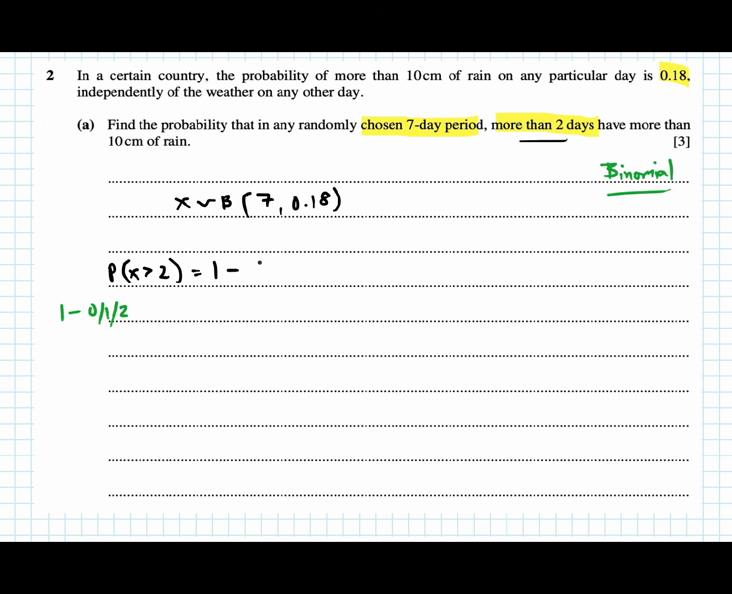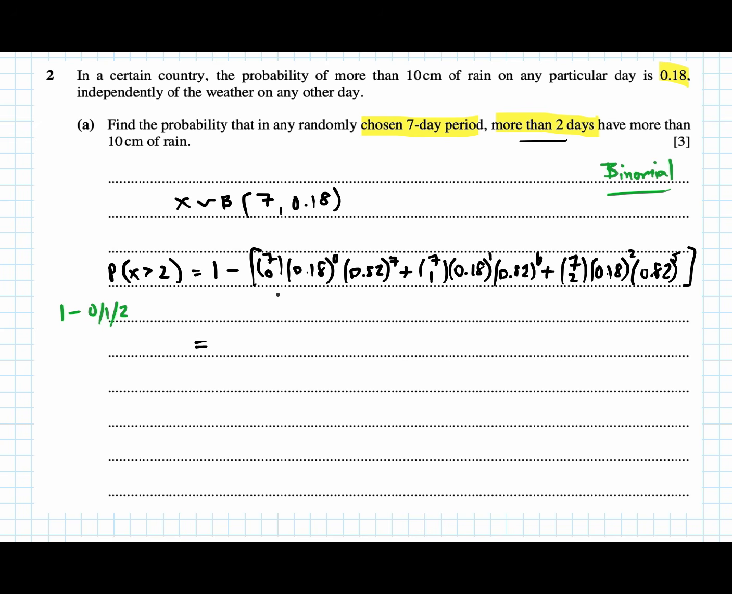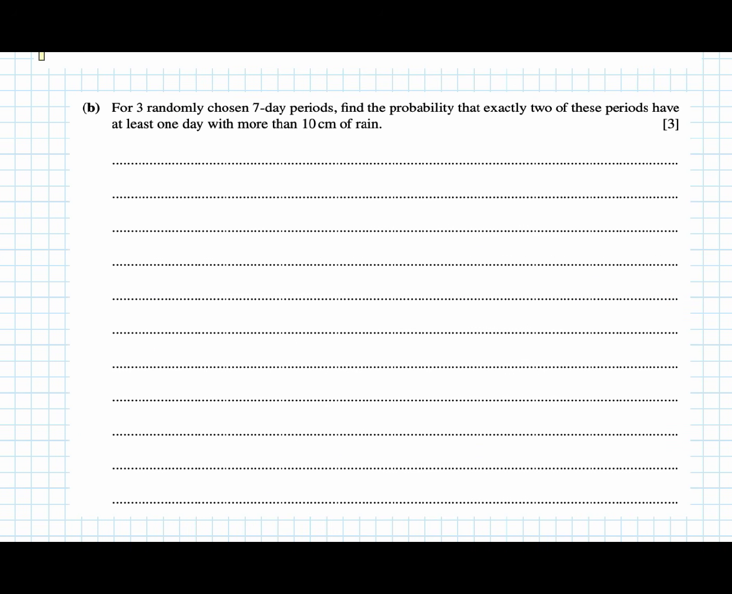So we're going to do a kind of a 1 minus all of that. So greater than 2 means not 0, not 1, and not 2. So we put in our 3 parts there. And from there, make sure you put it in your calculator. You can do them all separately or you can put it all in one go. Just be careful and use your brackets effectively. The answer is 0.115 for that. So that was more than 2 days. And the probability of it. That's part A.